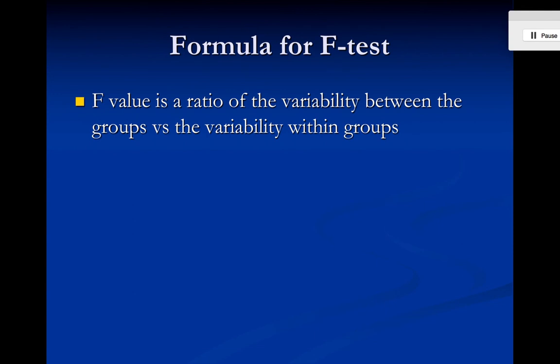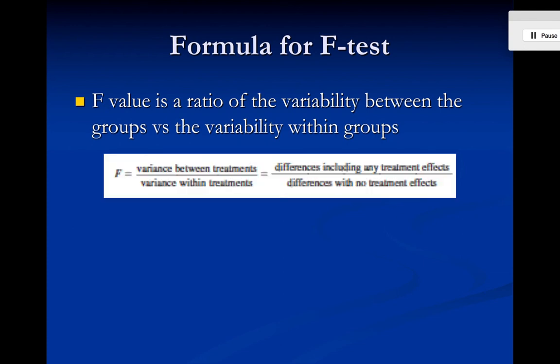The ANOVA statistic is classified as a ratio of the variability between the groups versus the variability within the groups. So if you're asking, okay, great, I have no idea what you're talking about. This is the way your textbook discusses the ANOVA statistic, which is the correct way of discussing it. It is essentially the variances between the groups in the numerator divided by the variances within the treatments, or within the groups. Another way of saying it is: the differences, including any treatment effects, divided by the differences with no treatment effects.